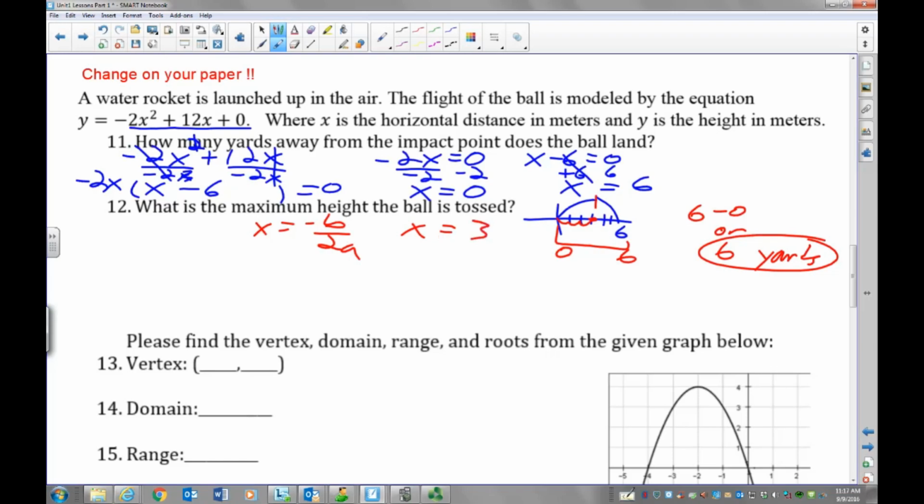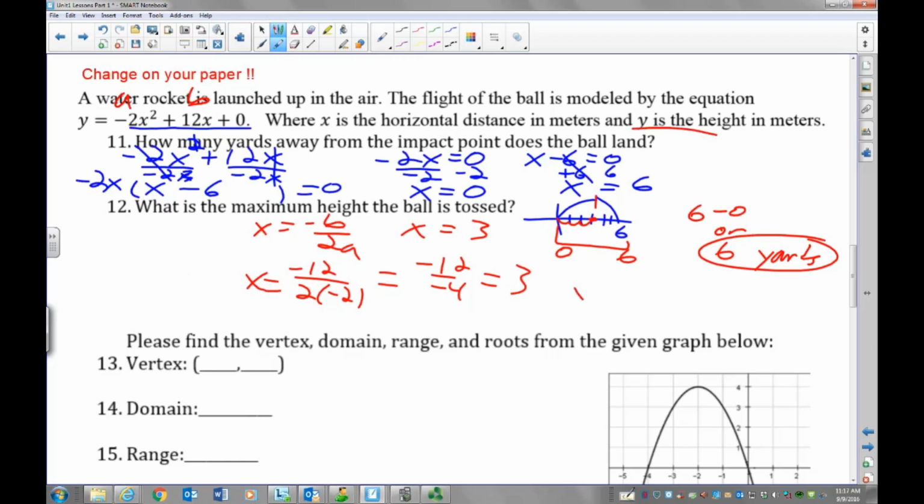Let's use the formula and see if it works. So we have a negative 2 for a. B is 12, so negative 12 over 2 times a, which is negative 2. I got that from a being negative 2 and b being 12. Okay, so then you get negative 12 divided by negative 4, yep, which is just 3. Nice. So we want the height, though, and they say that y is the height, so that's just our x value to find the height.